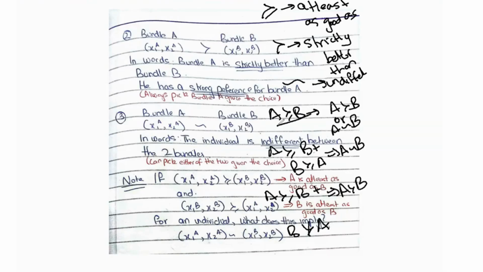So if you don't have any additional information, you only know this, then it could be that either A is strictly preferred to B or indifferent between them. But if in addition to knowing that A is at least as good as B, we know that B is at least as good as A, then this means that A is indifferent to B. If we know that A is at least as good as B and B is not at least as good as A, then it follows that A is strictly preferred to B.